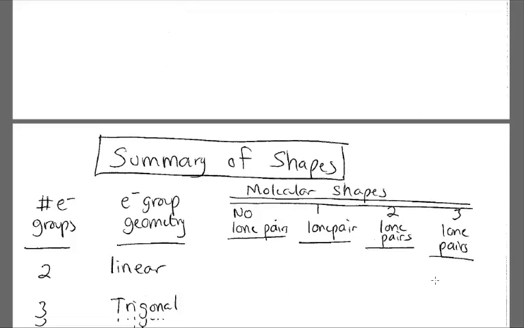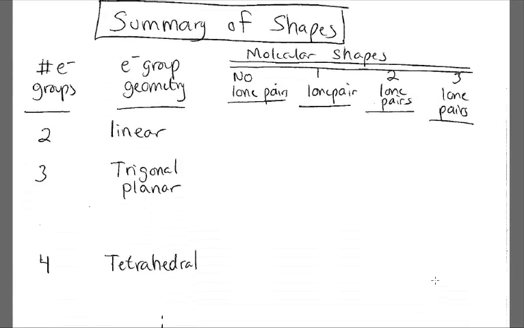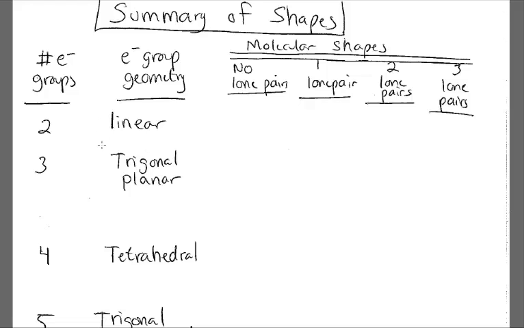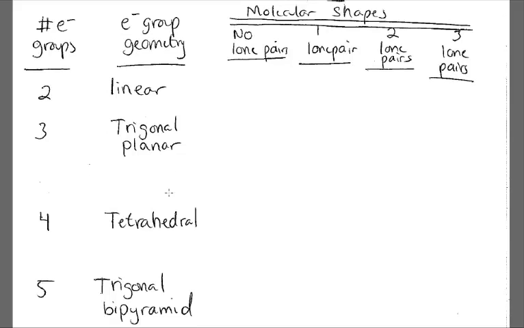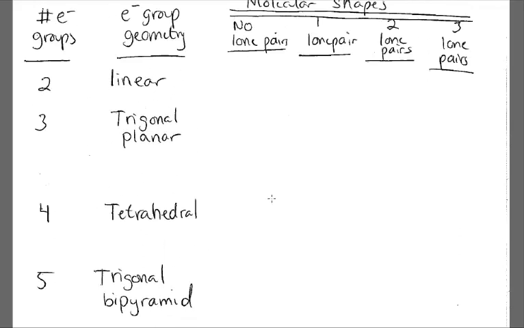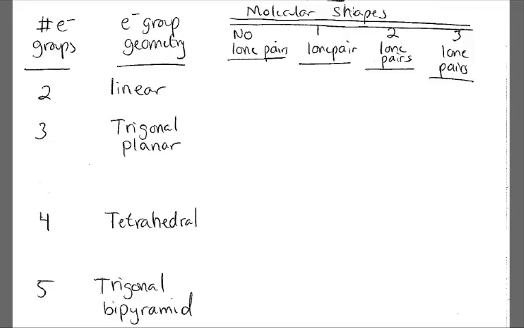All right, so let's summarize the shapes. On the left column, we have the number of electron groups. The next column over, I have listed the electron group geometry, so linear, trigonal planar, tetrahedral, trigonal bipyramid, and octahedral at the bottom. Now with molecular shapes, we can talk about when there's no lone pairs, 1, 2, and occasionally 3. If there are no lone pairs, then the electron group geometry is exactly the same as the molecular shape, so I can simply copy all these names over.